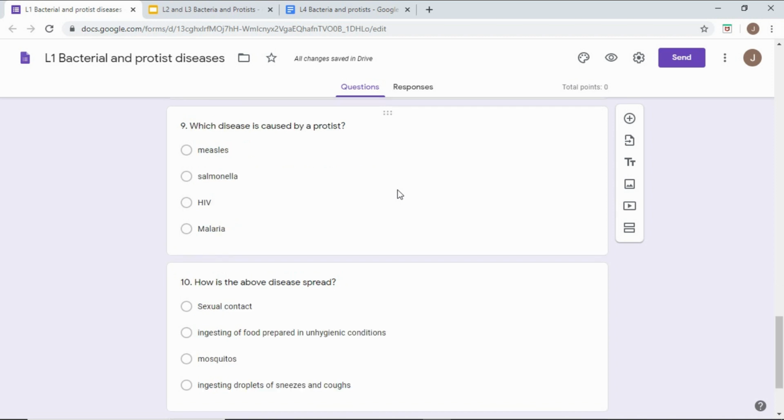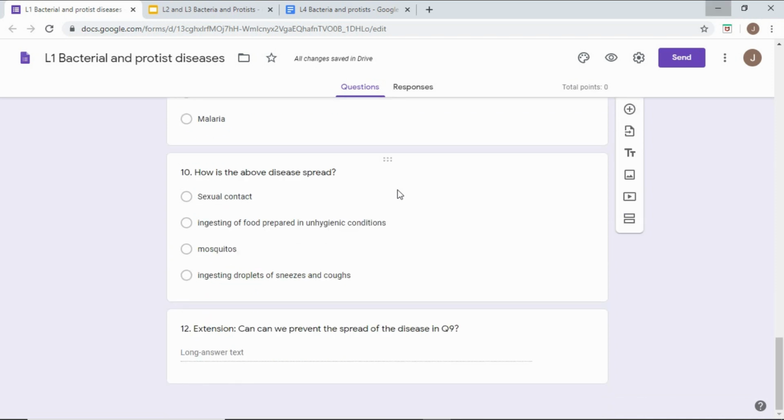Next question is asking which disease is caused by a protist. So it's not measles. We know measles is a virus. It's not salmonella. We know salmonella is a bacterium. It's not HIV because HIV is also caused by a virus, short for human immunodeficiency virus. So it must be malaria. Question 10 wants to know how the above disease is spread. The above disease being malaria, it is spread by mosquitoes.